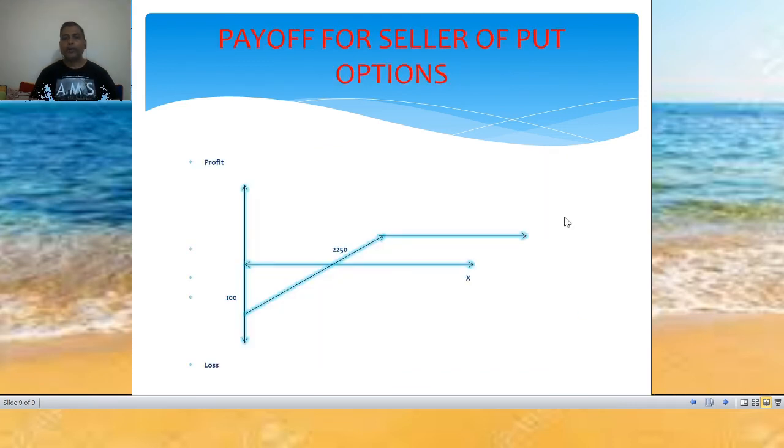Now let us try to understand this with the help of the graph. So if the trader sells put option of strike price 2250 of stock X at a premium of 100, and if the spot price remains below the strike price, the seller will make the loss, whereas if the spot price trades above the strike price, then the seller will make the profit.